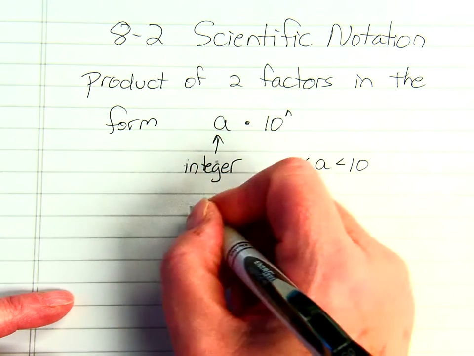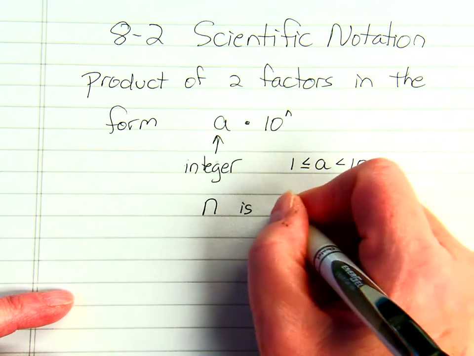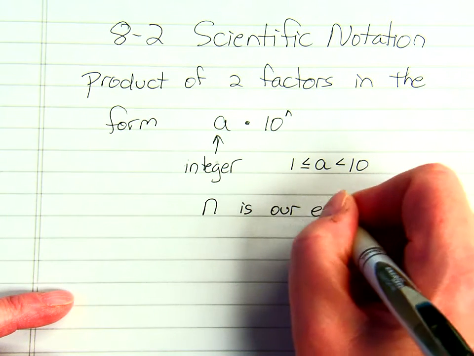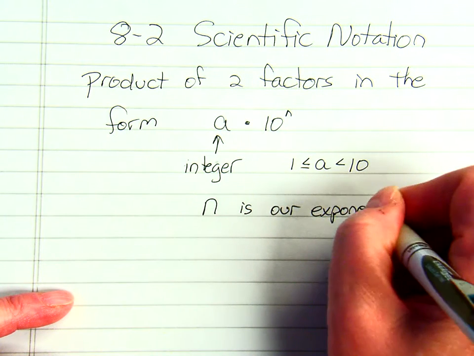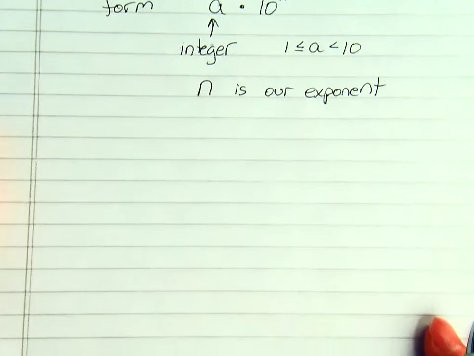And n is our exponent. It tells us what power of 10 we are going to be using in scientific notation. Okay, so all of scientific notation follows this pattern. Okay, so let's start with just recognizing whether or not a number is in scientific notation.